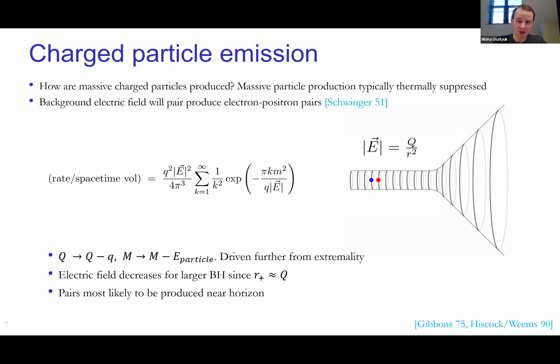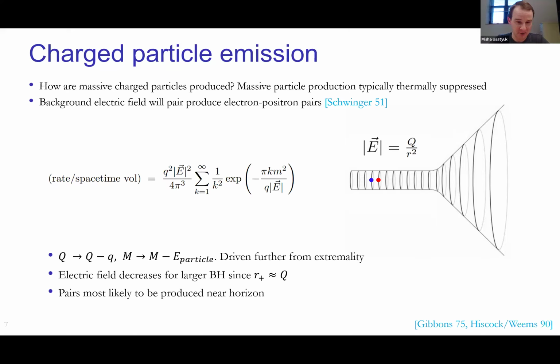And through this kind of process, the black hole loses a little bit of charge. It loses the charge of the positron, and it loses a little bit of mass or energy. And that's measured by the energy of the particle as it reaches infinity. Now, because the particle is accelerated by the electric field, the energy of the particle is not just its mass, it's relativistic energy.